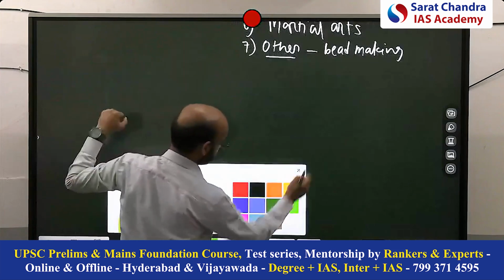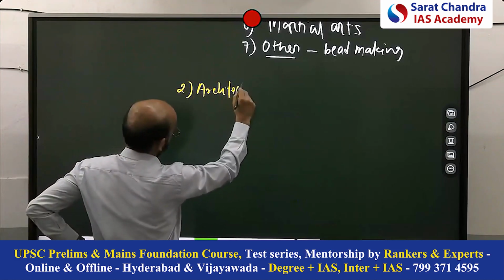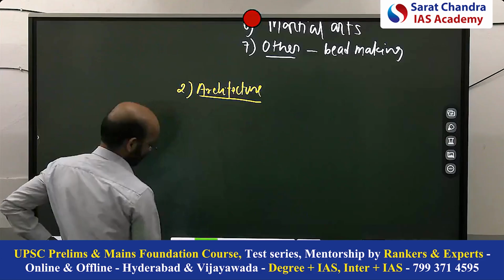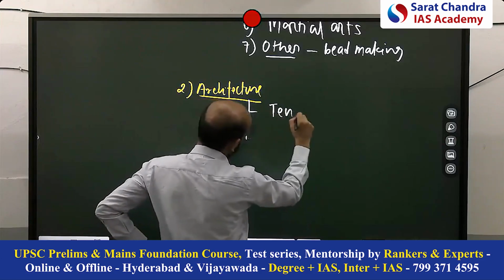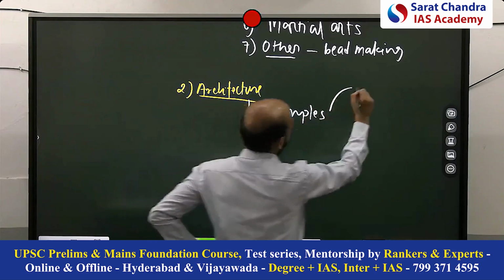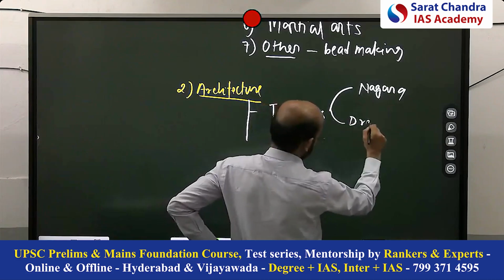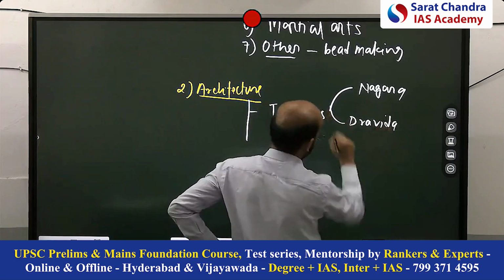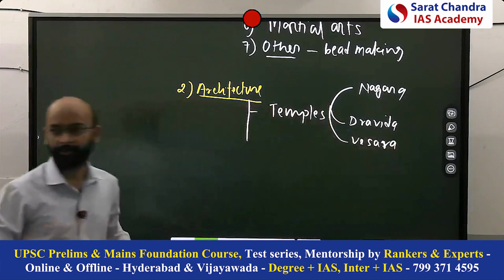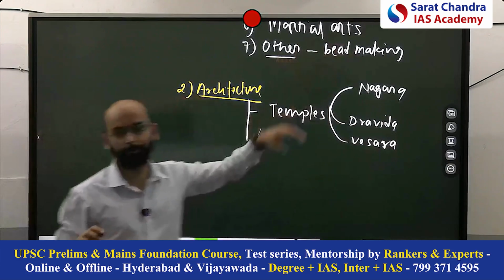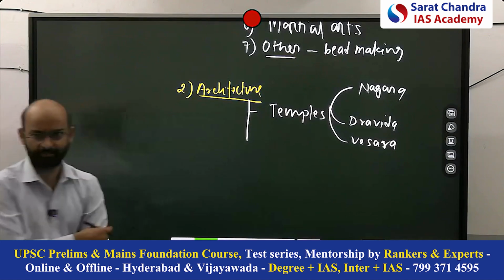Second is architecture. Architecture also has a classification. Temple. Here also Nagara and Dravida are major. Then you have the Vesara also, the intermediate. Then Nagara you can also divide into the Khajuraho school, Odisha school, different. But these 3 classifications are enough.